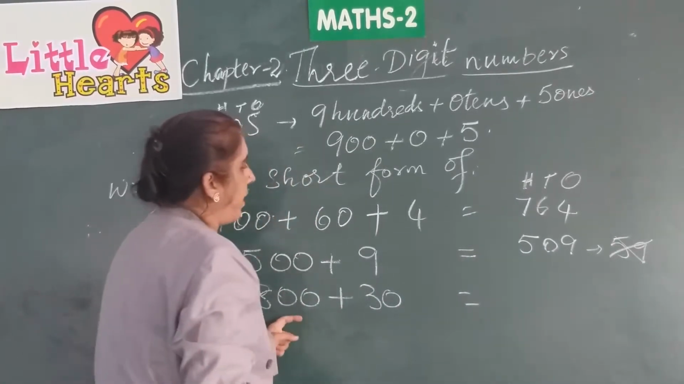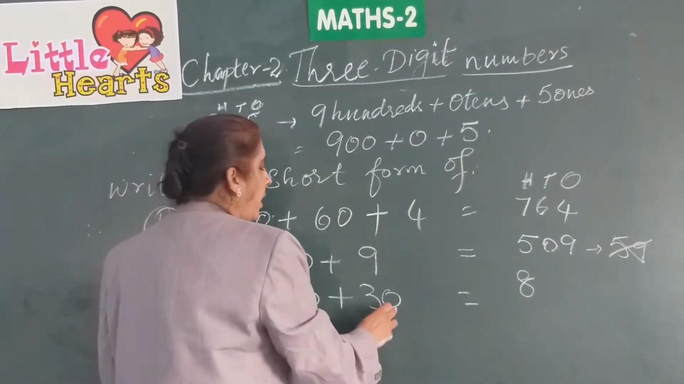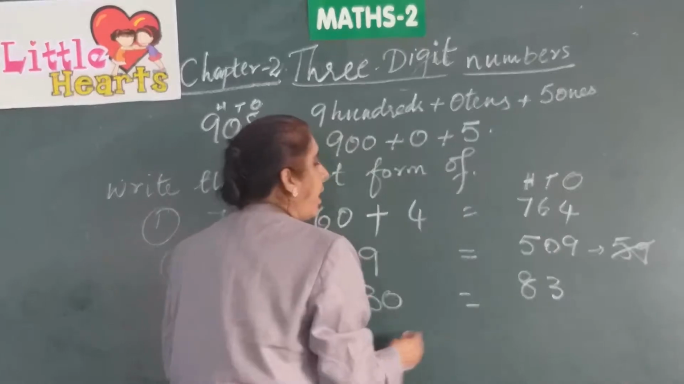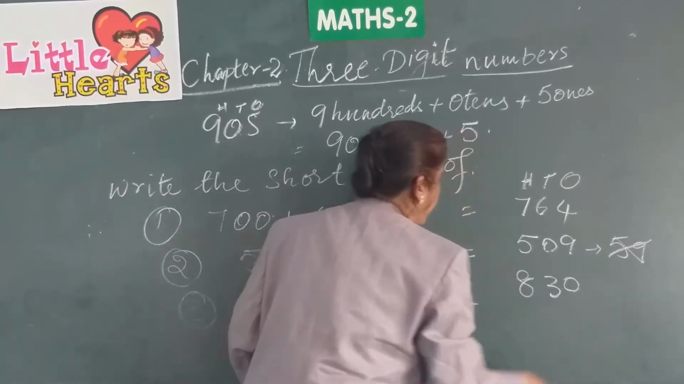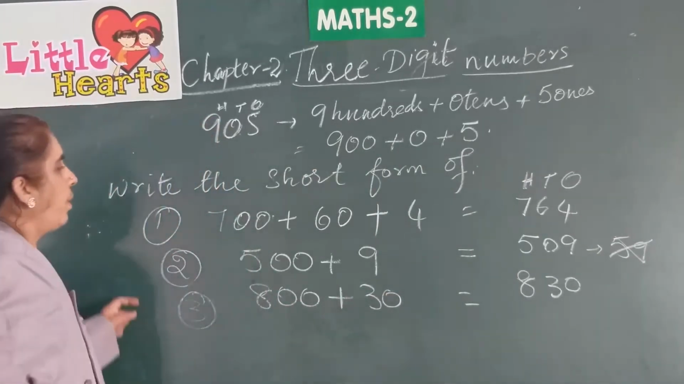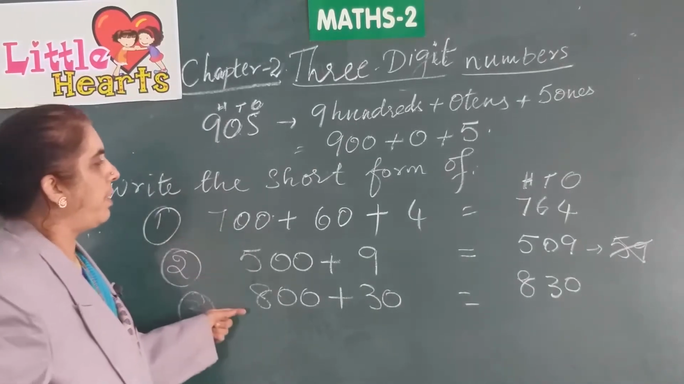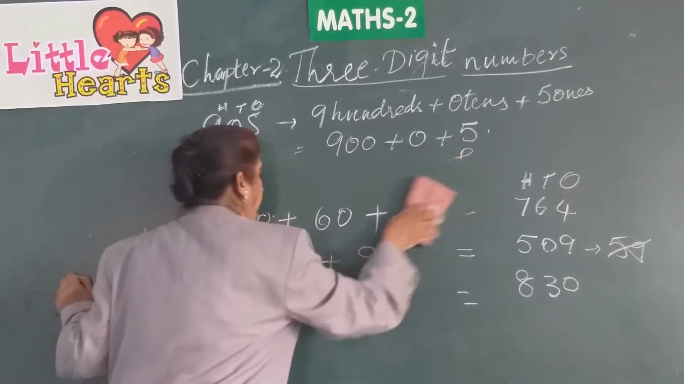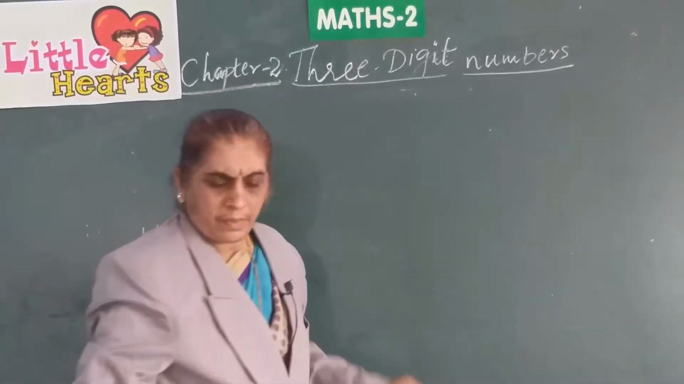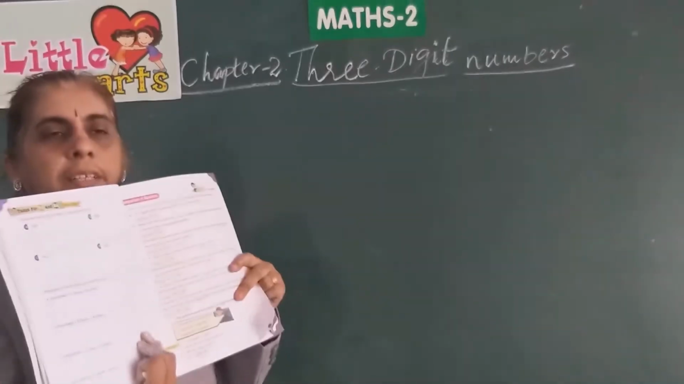800 plus 30. So where should we write 8? 8 in the hundreds place. And 30. How many tens are there here? 3 tens are 30. 3 in the tens place and 0 in the ones place. So the short form of this number is 830. So in this way you should be able to write the expanded form, and if the expanded form is given, you should write the short form. Exercises are given on page number 38. You can fill both the exercises here.